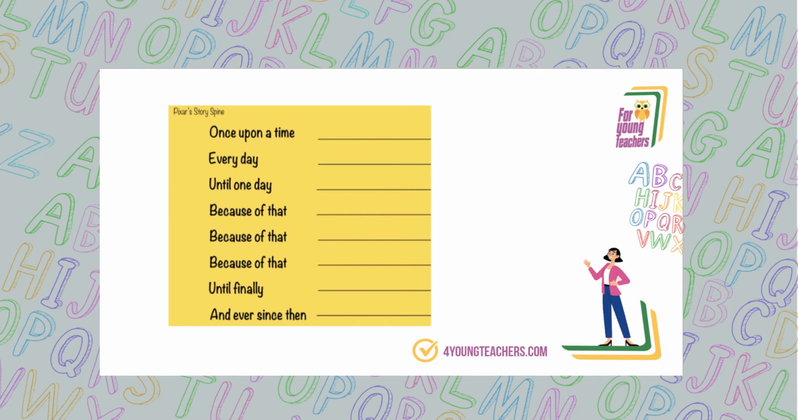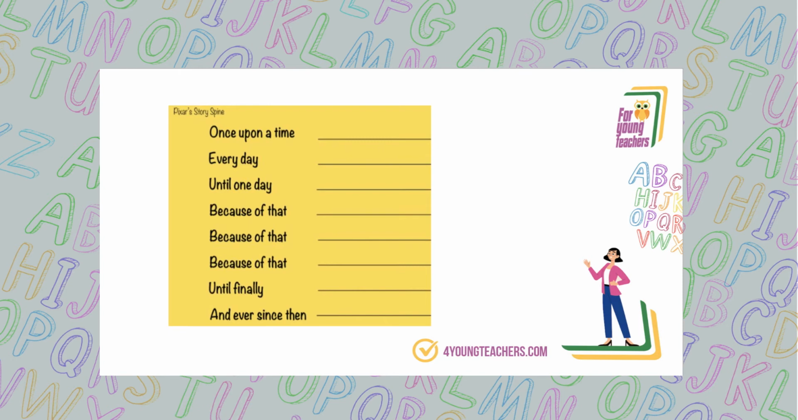Pixar story spin. To tell an impactful story, these are some simple structures from Pixar. Once upon a time. Set the scene. Introduce our characters. Get people into the mood. Every day. Tell your audience more about the character. What do they do every day? What is their daily life?